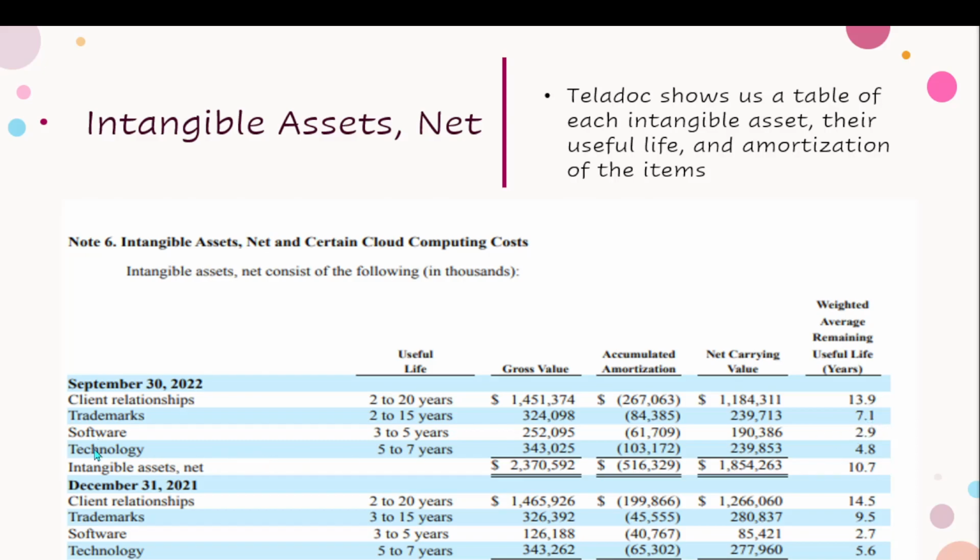So if we're looking at something like software and technology, I'm assuming by technology they mean like technology patents. So they're saying, hey, this has a useful life of 3 to 5 years. And if we're doing a weighted average remaining useful life, it's 2.9 years. And we're marking it down. The carrying value right now is about 190 million. So this is kind of just a nice little visual right here of what's going on with their intangible assets, what's going on with these amortization expenses, and just the remaining expected useful life of these assets.